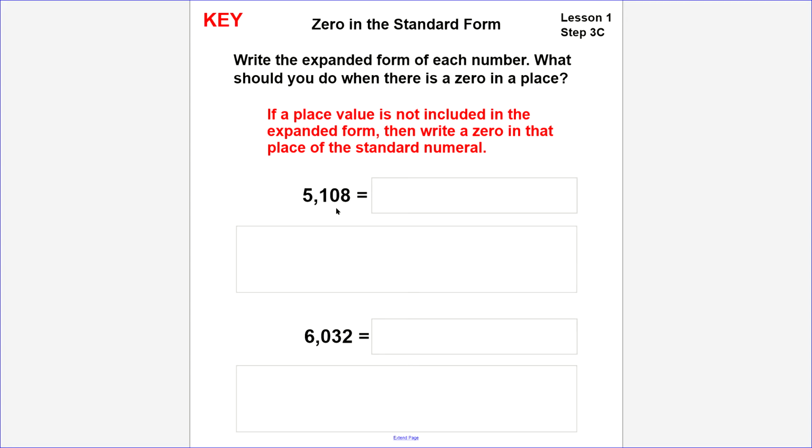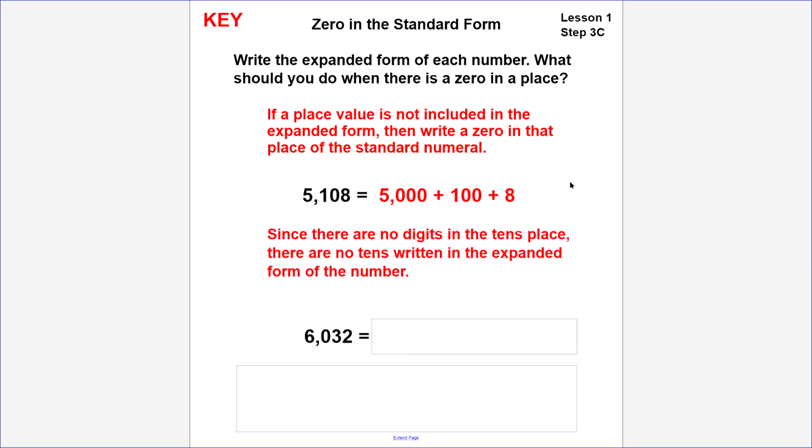So when I go to write this number in expanded form, I'm not going to write anything for the value of the tens, because the tens have no value. They have 0 value. 5,108 written in expanded form would look like 5,000 plus 100 plus 8. Since there are no digits in the tens place, there are no tens written in the expanded form of the number.